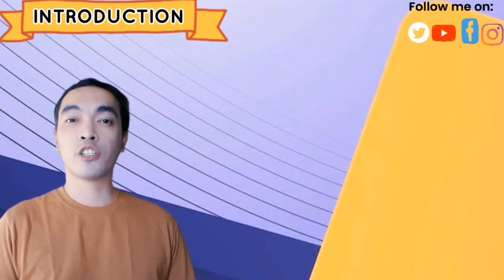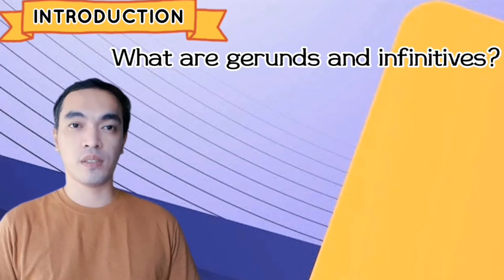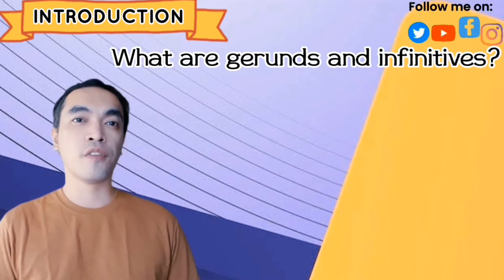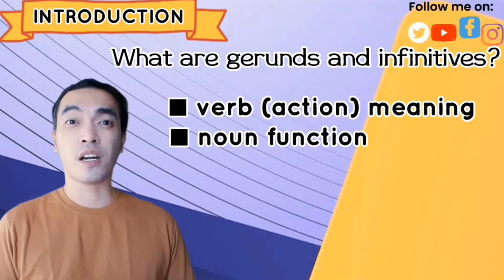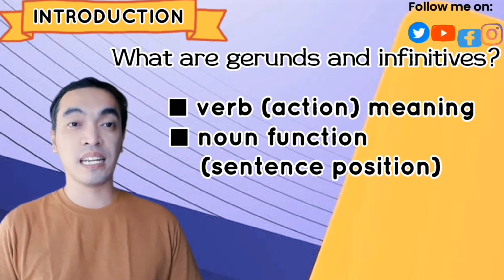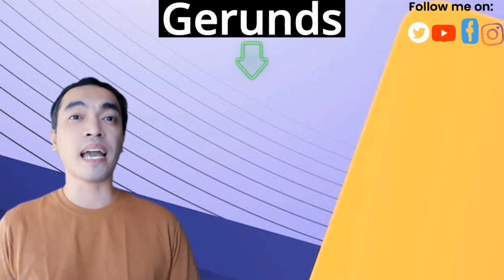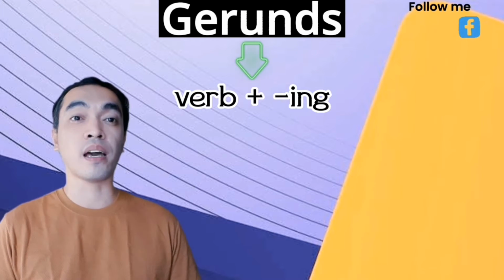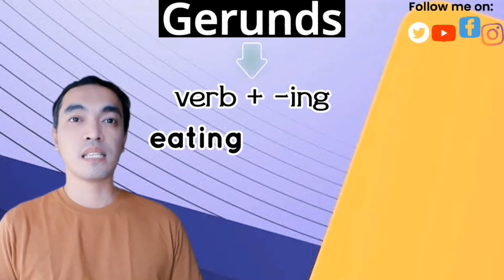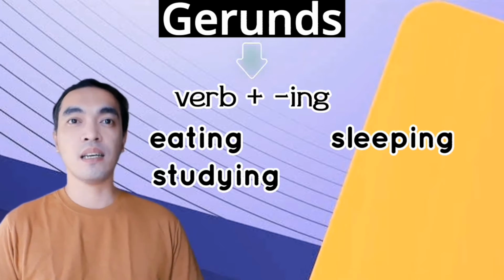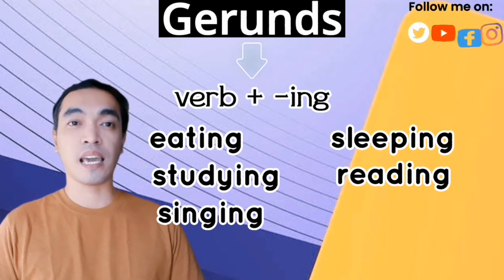What are gerunds and infinitives? Gerunds and infinitives are words with a verb meaning. They function as nouns in a sentence. Gerunds are formed by adding -ing to the base form of the verb. For example, eating, sleeping, studying, reading, singing, and walking.